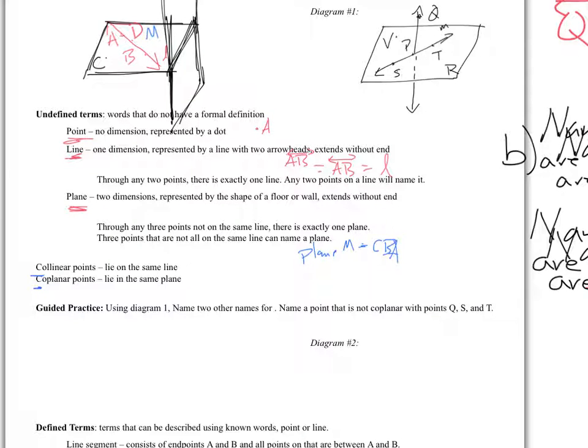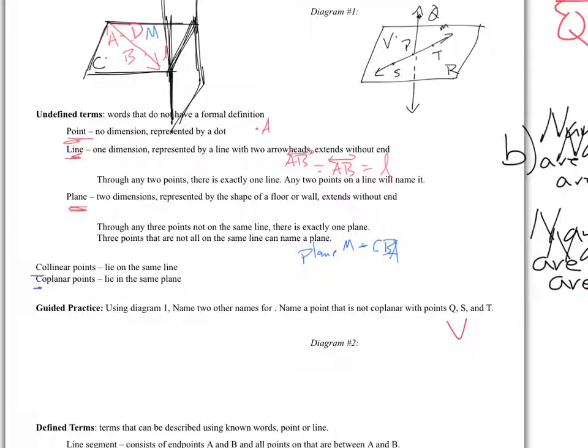The last thing I want to do for the guided practice, and I want you to try to do this on your own and then watch the video, is using diagram 1, which is what we created earlier. Name a point that is not coplanar with points Q, S, and T. So we have Q, S, and T as points up here. One that is not coplanar to those would be something not on that plane, which would be point V over here. So point V would be not coplanar with these points.